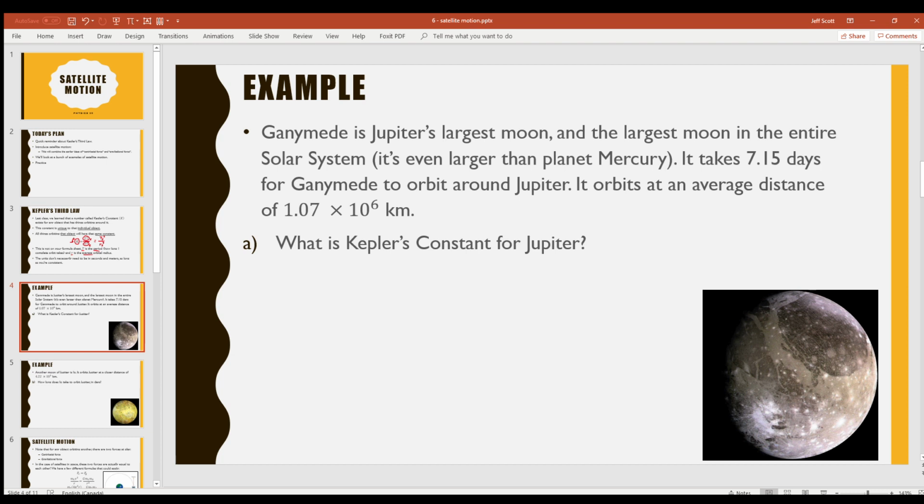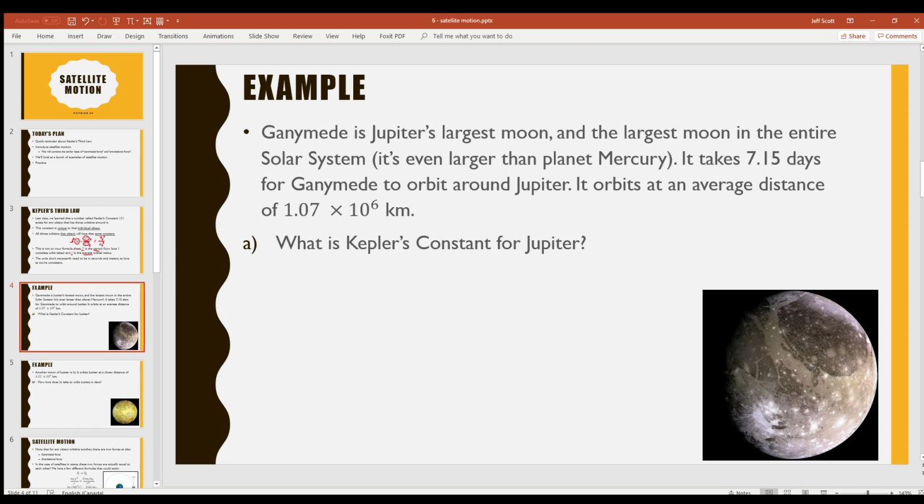All right, Ganymede is Jupiter's largest moon and the largest moon in the entire solar system. It's even larger than the planet Mercury. It takes 7.15 days for Ganymede to orbit around Jupiter. It orbits at an average distance of 1.07 times 10 to the 6 kilometers. What is Kepler's constant for Jupiter?